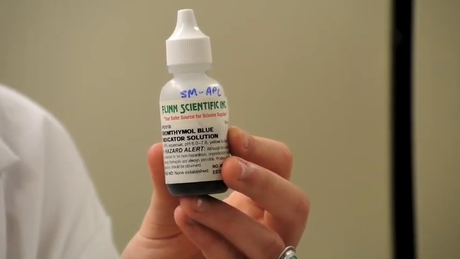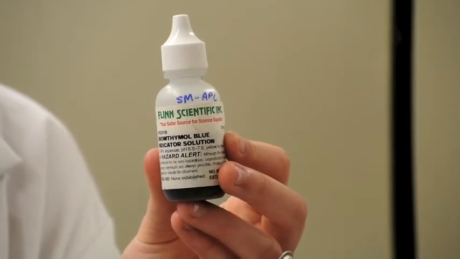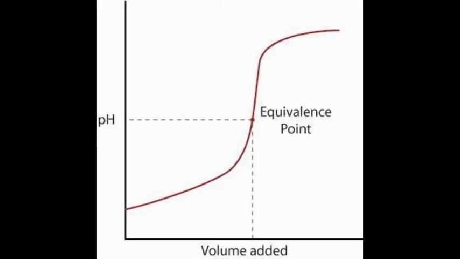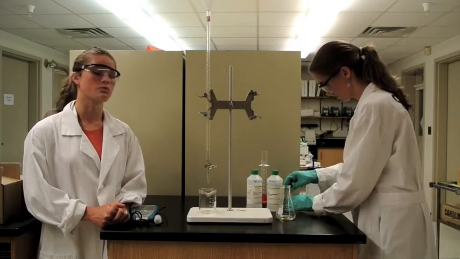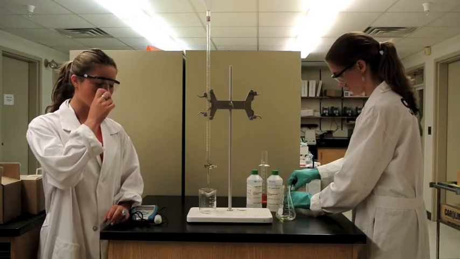Another way to explain this is that you want to choose an indicator whose endpoint lies on the steep part of the curve. This is where the titration will be occurring, so it's really important that you get these steps correct.